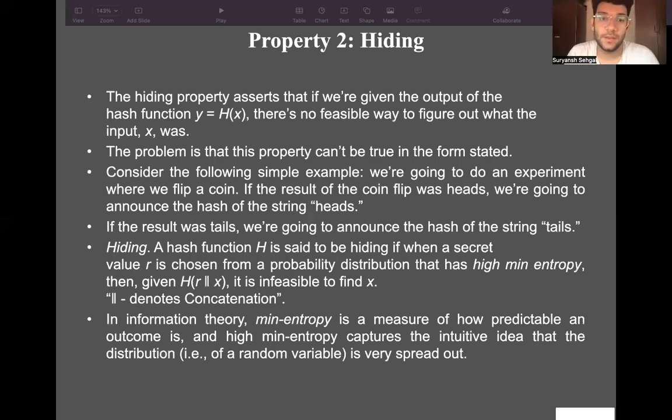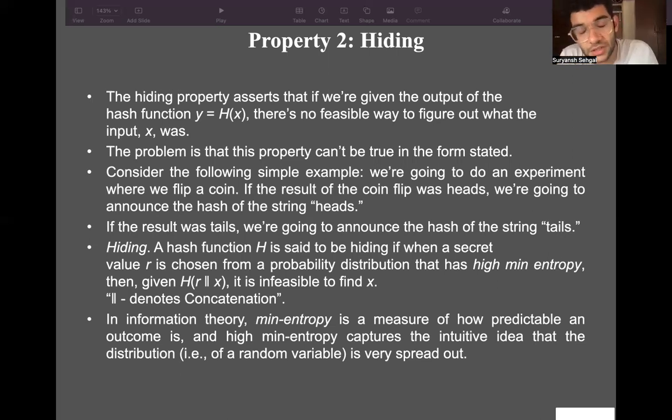Property 2 is hiding. The hiding property asserts that if we are given the output of the hash function y = H(x), there is no feasible way to figure out what the input x was. The problem is that this property can't be true in the form stated. Consider the following simple example. If we run an experiment where we flip a coin, and the result is heads, we announce that the hash of the string is heads. If the result was tails, we announce that the hash of the string is tails.